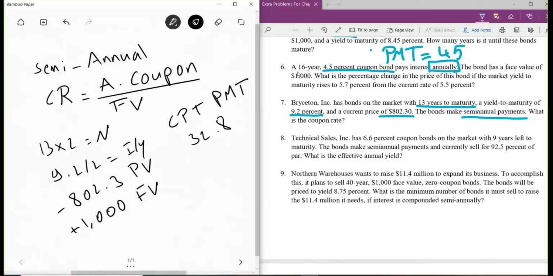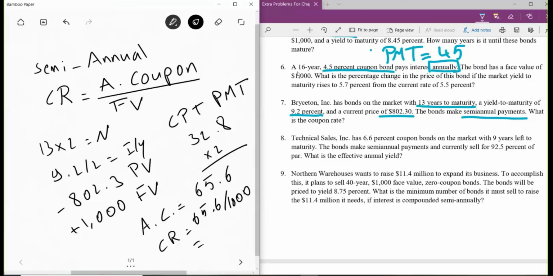In order to find the annual payment or the annual coupon, I need to multiply by 2. So I have 65.6. This is the annual coupon. The coupon rate equals 65.6 divided by the face value, 1000. So the coupon rate is 6.56%.